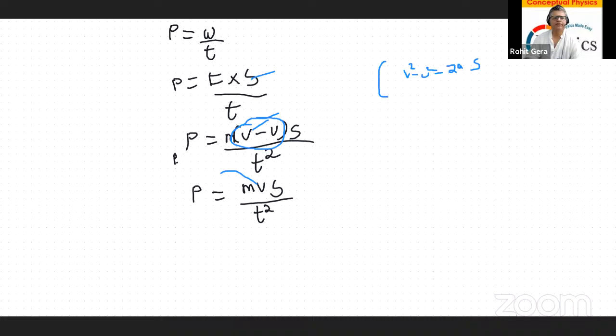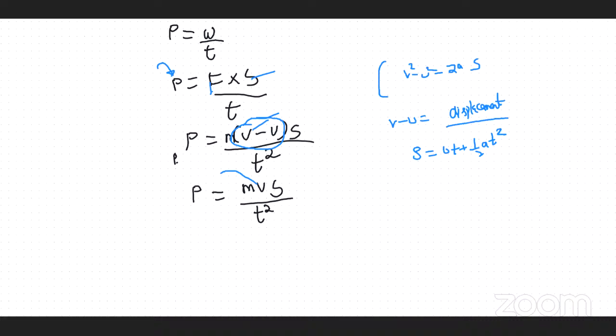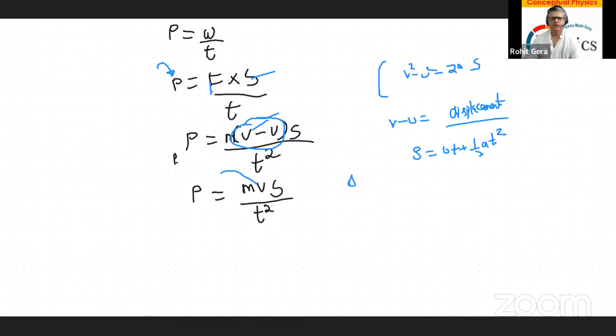You have to deliver power, so this is F into S. So I'm saying V minus U can be written as displacement, so uniform है ना, sorry, S is equal to UT plus half AT square. So you have to write S equals to, what is delta U by delta U, this is change in velocity upon T square.